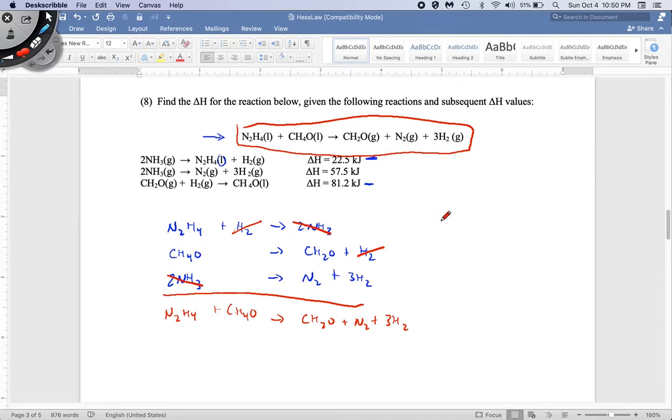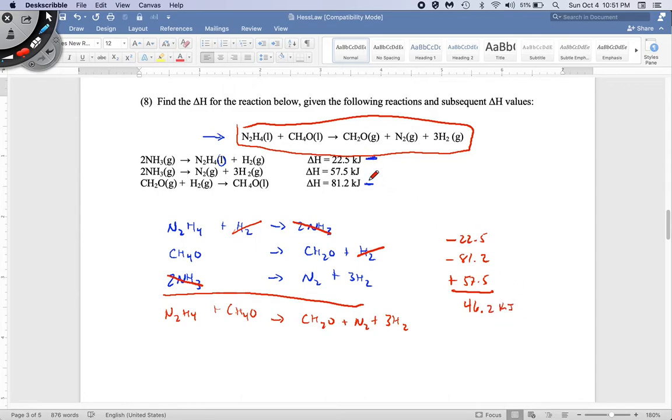So when I do that, I'm going to take my original enthalpies, my original heats here, and I'm going to write them down as negative 22.5, negative 81.2, and positive 57.5. And if I put those all in my calculator, I believe that I will get 46.2 kilojoules.